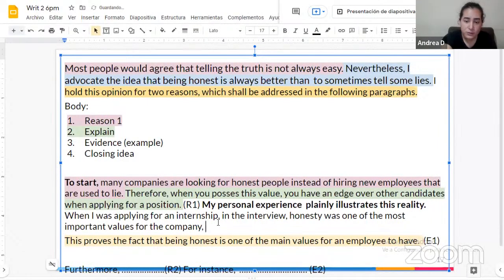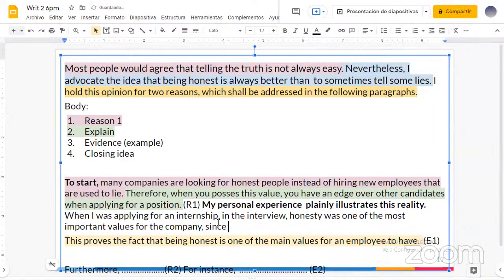Okay, yes, you can say honesty was one of the most important values since. Or maybe like the company said that they had a past experience of people who did dishonest things, like they took money from the company, something like that. They had a past experience with dishonesty that made them value honesty even more on their new employees.